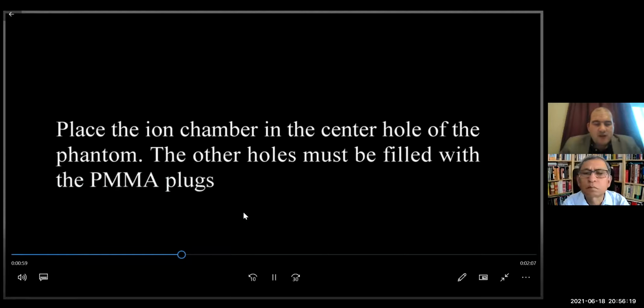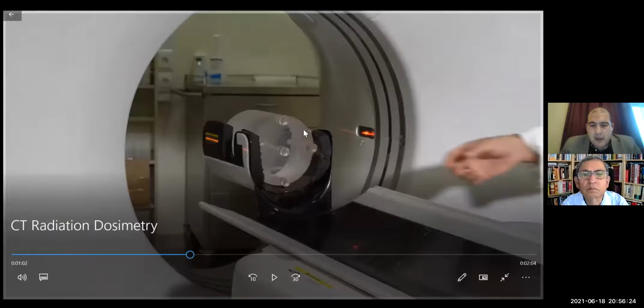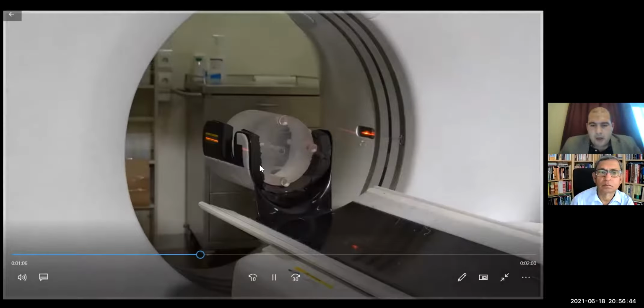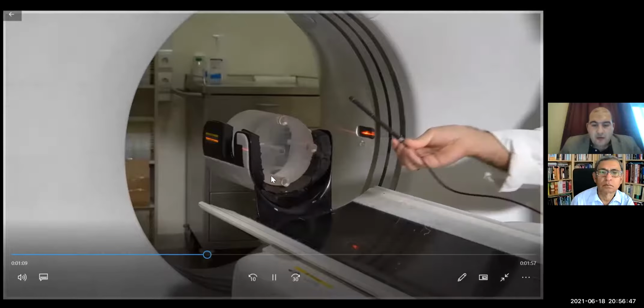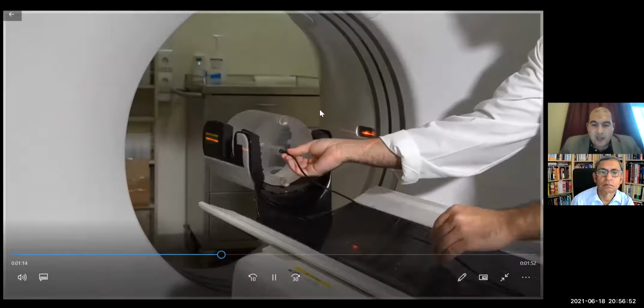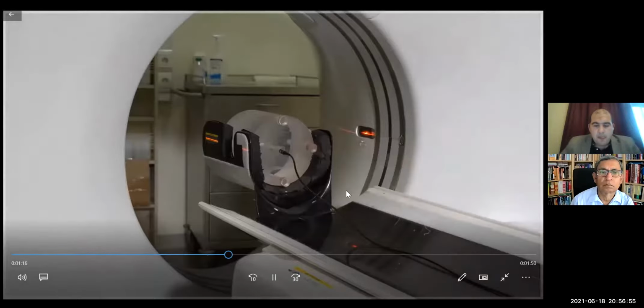After positioning the phantom, this is important information: that all plugs here, PMMA plugs, if you want to measure in the center, you have to make sure that all the other holes here are plugged with these PMMA plugs. If you want to measure in the periphery, you have to make sure that the rest of the holes are also plugged with these plugs. Also the center line, you have to make sure of your alignment of the phantom using the laser, and that your phantom is at the center of the field of view.